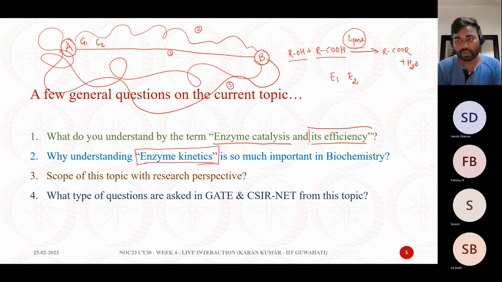Just to give you a brief analogy of how efficiency arises in enzyme catalysis, it is because of the specificity of a particular enzyme to the substrate. The measure of efficiency is calculated by the expression kcat by Km. What kcat and Km are, we will discuss in greater detail in the upcoming slides, when we discuss enzyme catalysis.